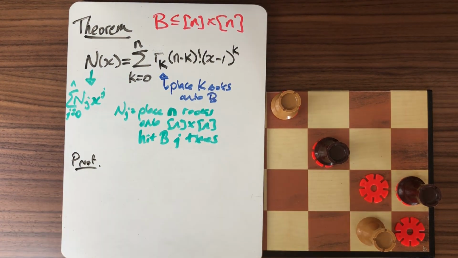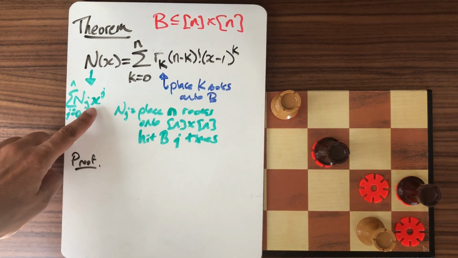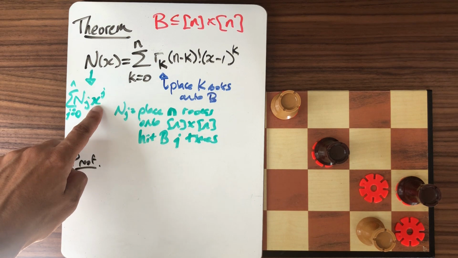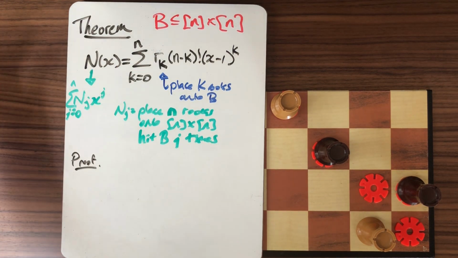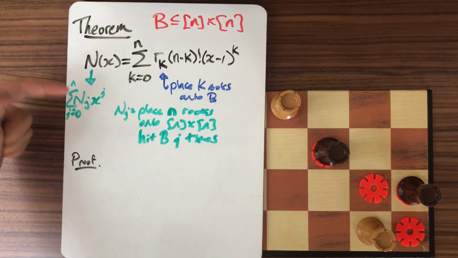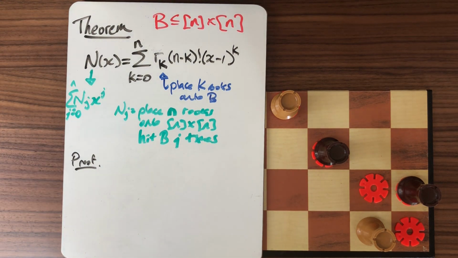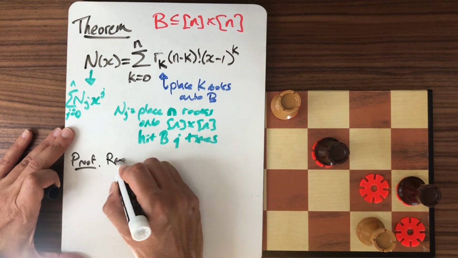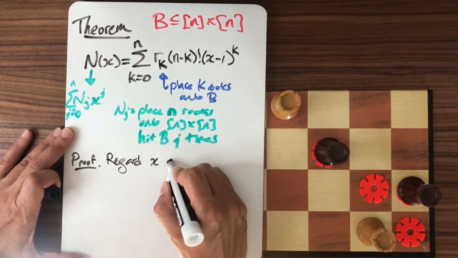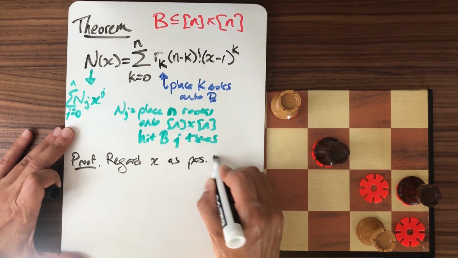That's always the most satisfying proof. And what I'm going to do is think of x, instead of as a formal parameter, as a positive integer. And that's completely legitimate to do, because if I can prove this is valid for every positive integer x, then that proves that this polynomial identity has to be true, because it is a polynomial. It has finite degree, so if it's true for infinitely many values, it's true in general. So that's our strategy. We're going to regard x as a positive integer.